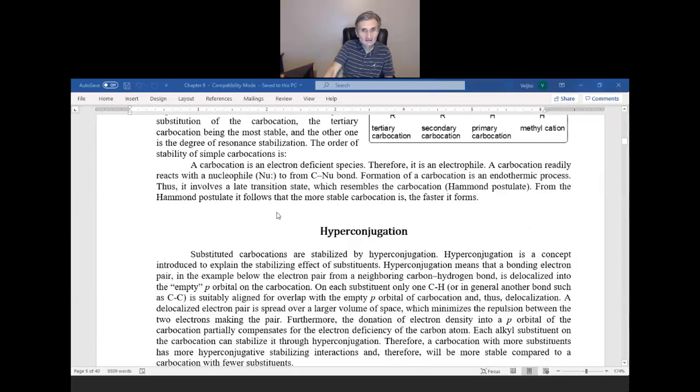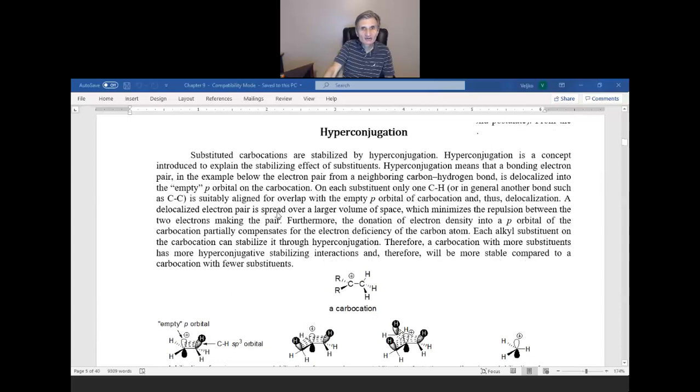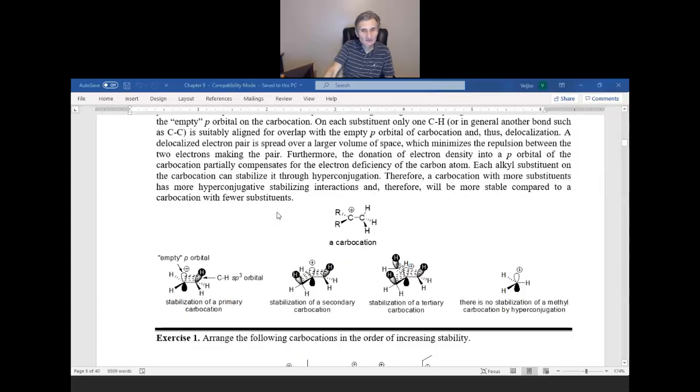We explain stability of carbocations through a phenomenon known as hyperconjugation. That's a form of electron delocalization.